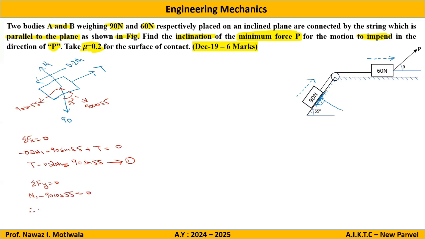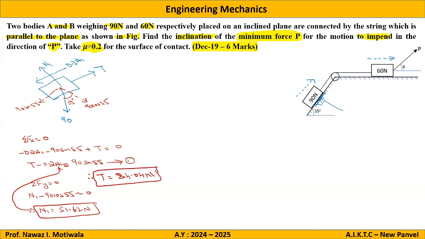So from here I can get the value of N1 directly as N1 is equal to 51.62 Newton. And once I have N1, I will put this value of N1 in equation 1 to get the answer for T. So I will get the answer for T as 84.04 Newton. So this completes the entire free body diagram and the calculation for the block of 90 Newton.